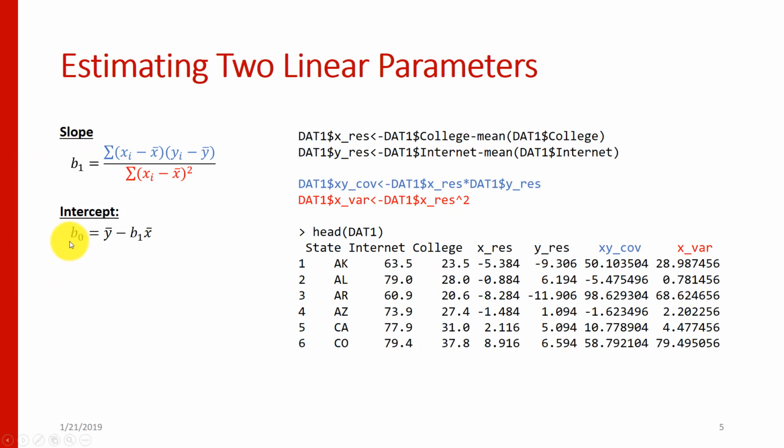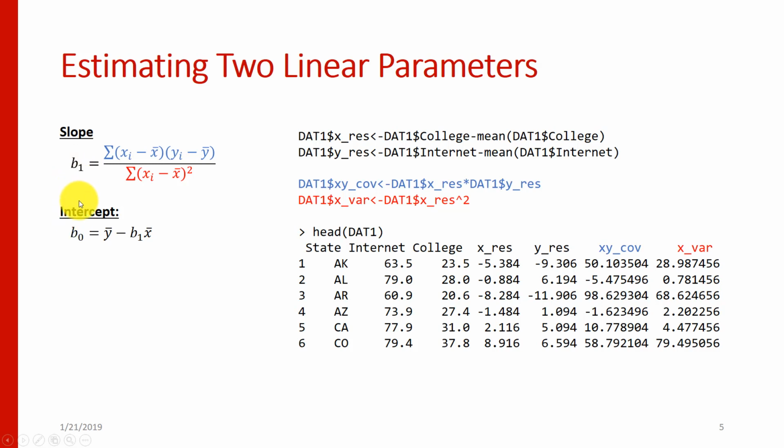And then you can see down below, when we're calculating the intercept, we're going to use B1 in our calculation. So we have to calculate the slope first, but then once we have a value for the slope, we can actually calculate the value for the intercept. And again, these are estimates based on least squares estimation.